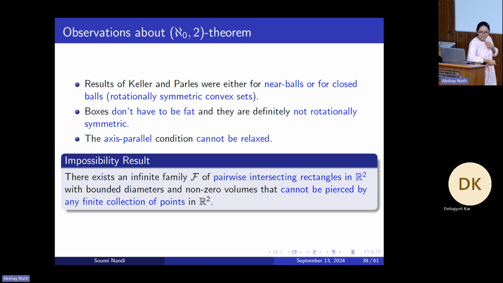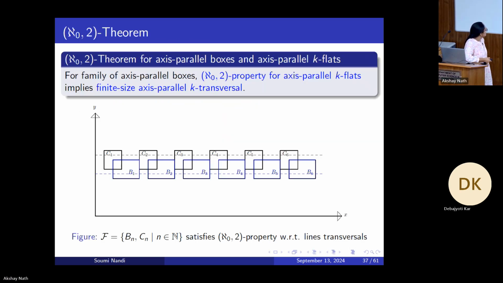Any questions? So the theorem statement: a family that satisfies the Alexander 2 property for axis parallel k-flats will have finitely many axis parallel transversals.